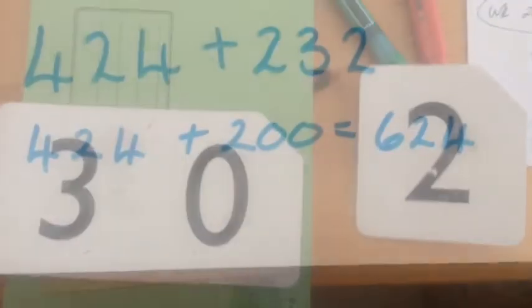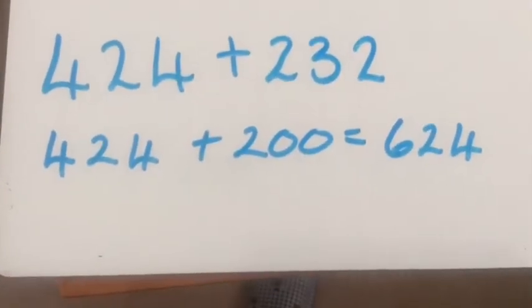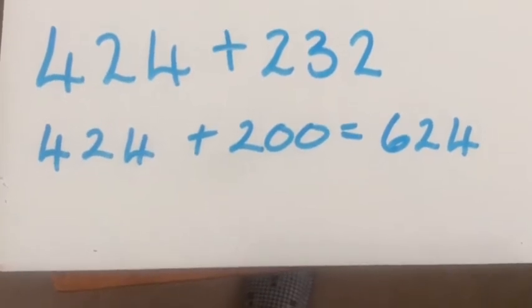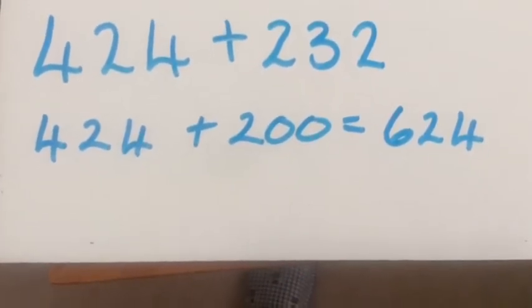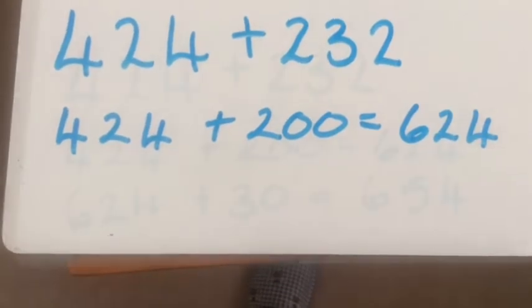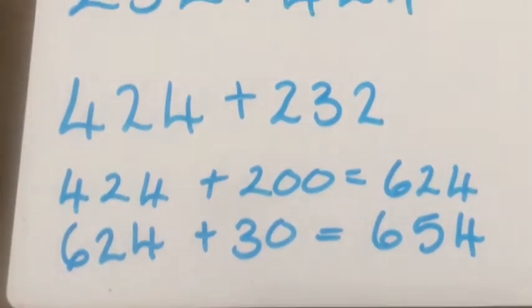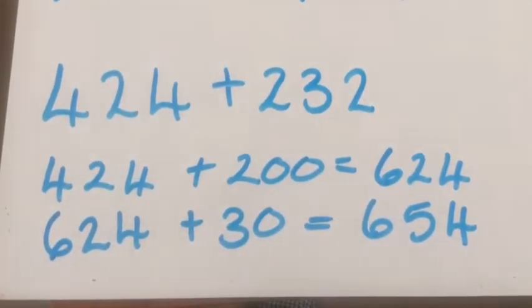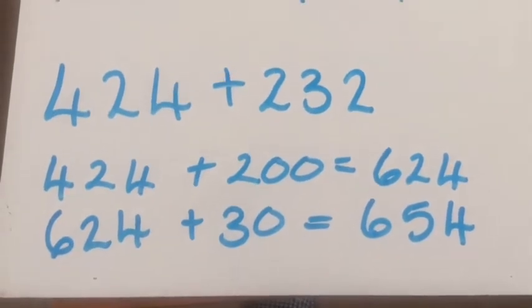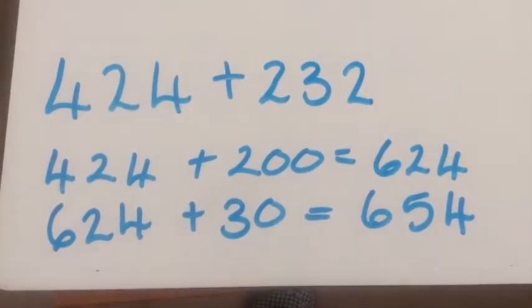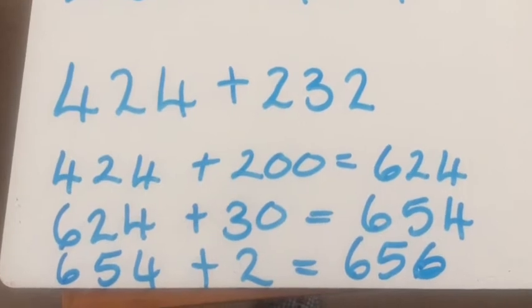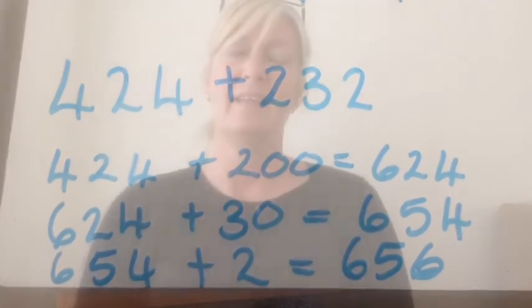232 is really 230 and 2. You should have added 200 first to give you 624. What should you have added next? That's right, you should have added the 30 to give you 654, which then just leaves you the 2 to add on, like so. Ta-da!